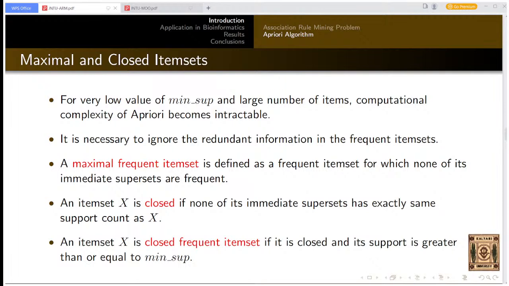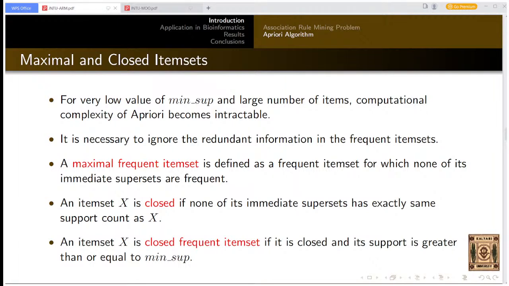Another one is the closed frequent item sets. Now first you have to understand what a closed item set is. You see that an item set is called a closed item set if none of its supersets has the same support as that item set.